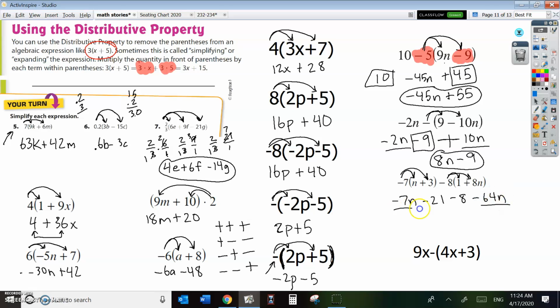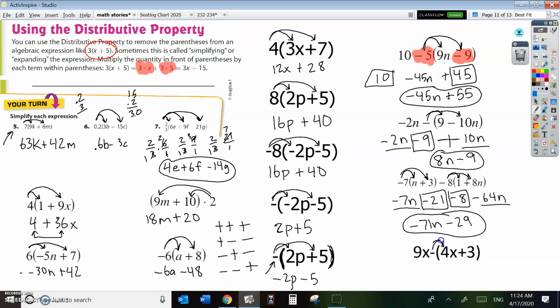Combine like terms. 64n is negative, 7n is negative. Combine those two negatives and get negative 71n. Negative 21, negative 8 is negative 29. Put those two together. But do not combine those two, because one term has a variable and the other term is a constant term with no variable.